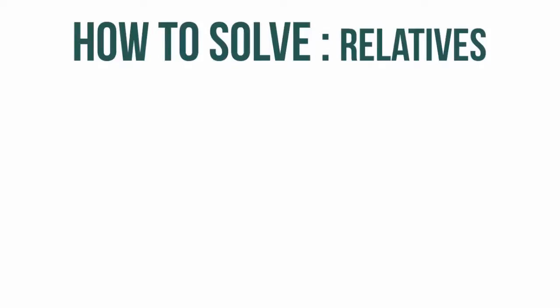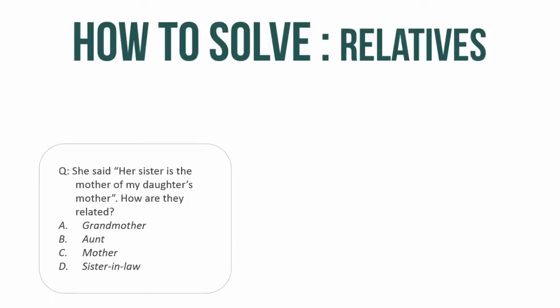Let's look at how to solve it with the help of an example. The question reads, she said, her sister is the mother of my daughter's mother. How are they related? The 4 options provided are grandmother, aunt, mother, and sister-in-law.